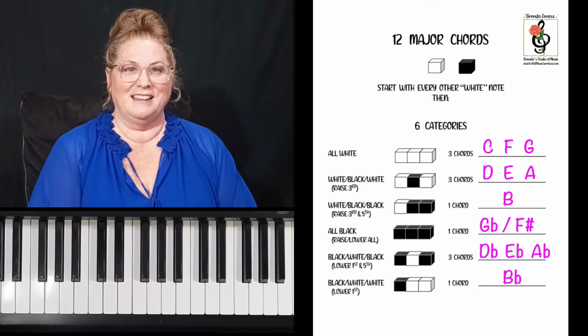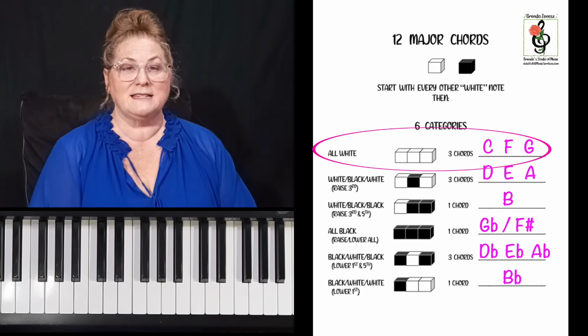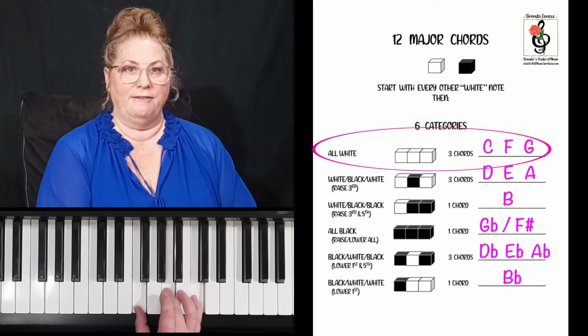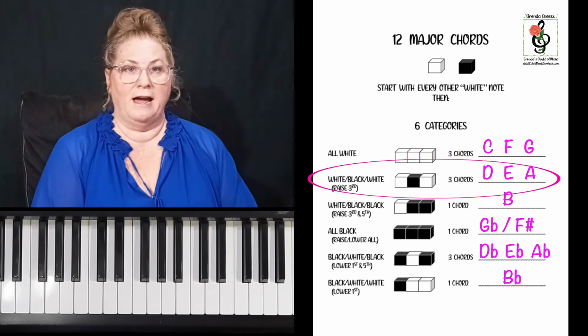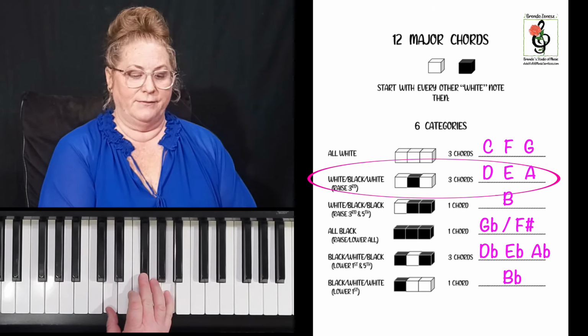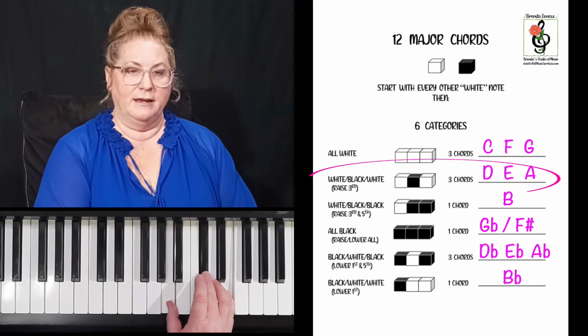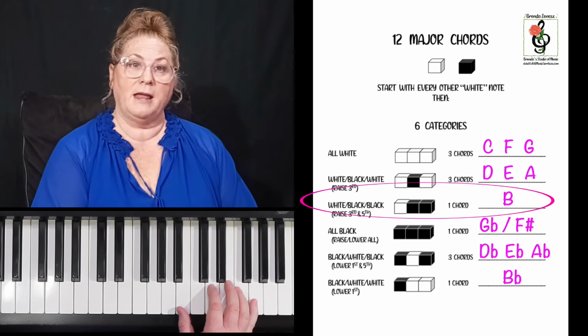Very good. Let's review. Chord family number one, all white, C, F, and G. Second chord family, white, black, white, D, E, and A. Next chord family, B major. White, black, black.